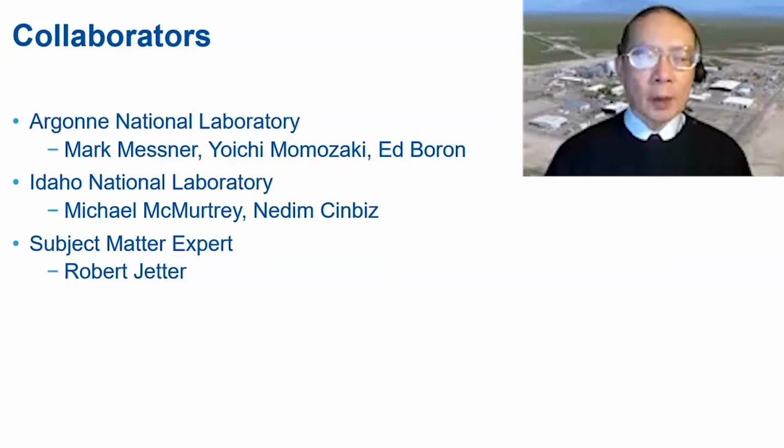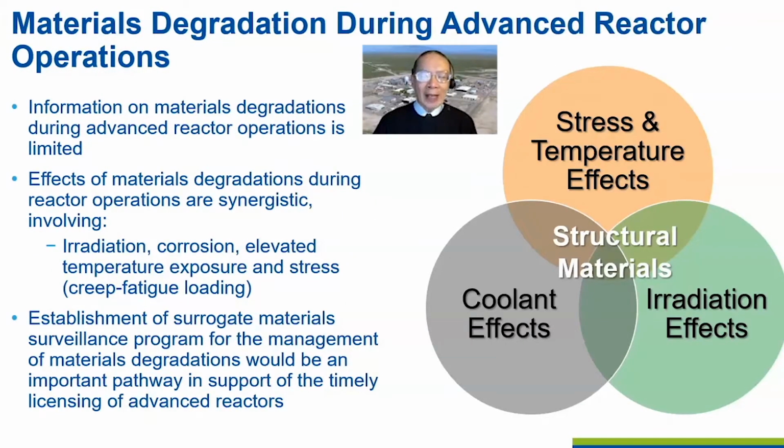Here are the collaborators. Data on materials degradations for advanced reactors during operations are very limited. As illustrated by the figure on the right, the effects of materials degradations from different sources are synergistic, involving irradiation, corrosion, high temperature exposure, and stress. Establishing a surrogate material surveillance program for the management of materials degradations during reactor operation is an important pathway to support the timely licensing of advanced reactors. They will also allow the collection of data on structural materials.